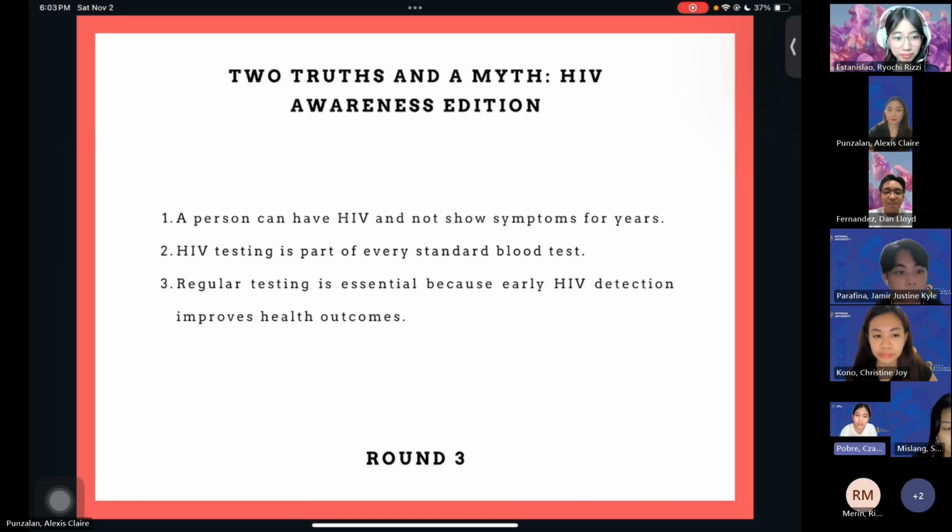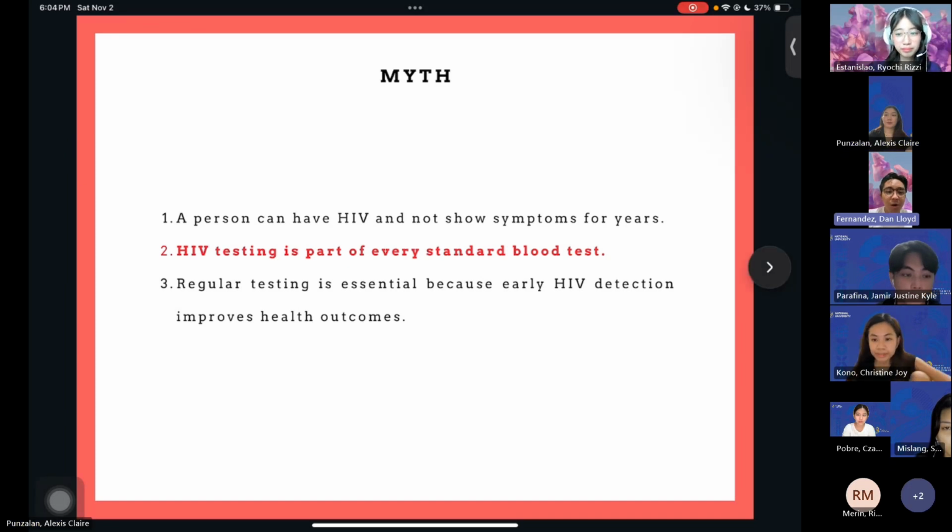I think statement 2 is the myth. Excellent. The myth is statement 2. HIV testing is not automatically included in every standard blood test. Specific HIV testing is required. This highlights why it's vital to communicate the need for targeted testing.